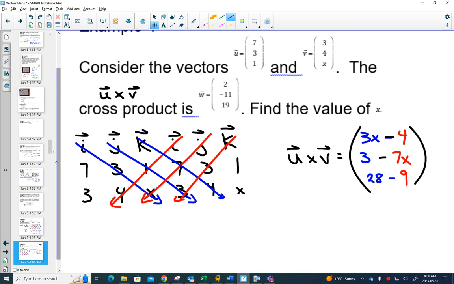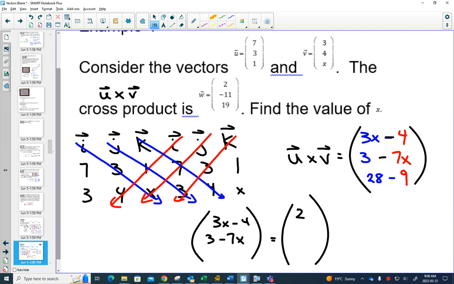Did you get your cross product? So now that we have that cross product, we know that 3x minus 4 has to equal 2. And 3 minus 7x has to equal negative 11. And finally, that 28 minus 9, which is 19, has to equal 19.